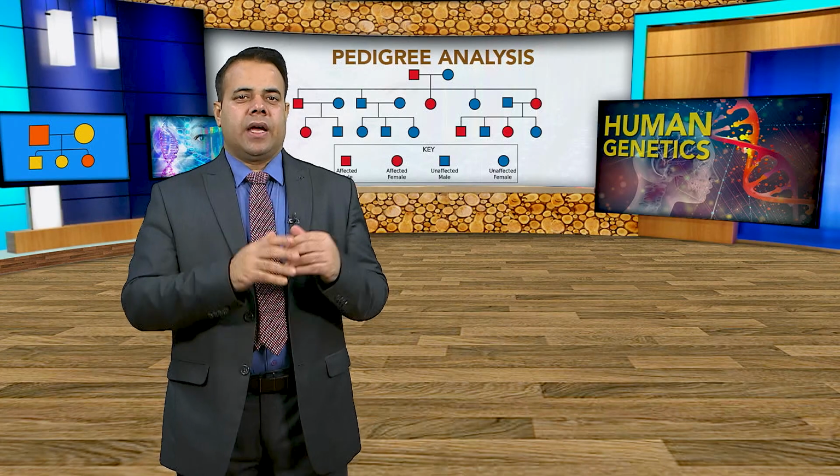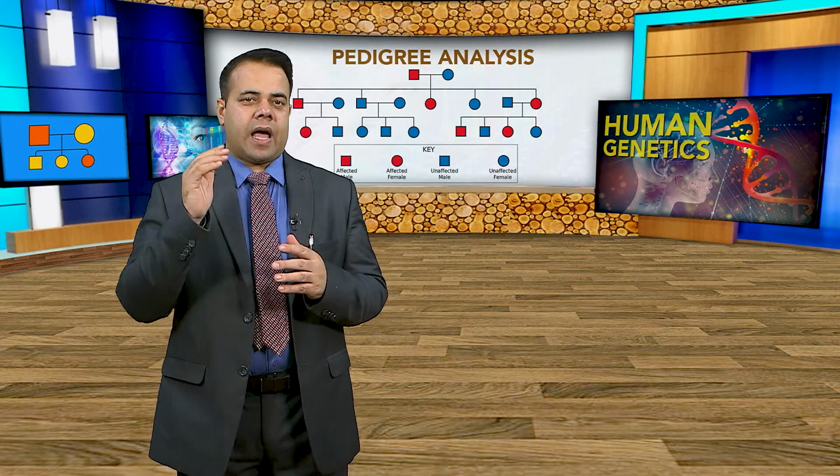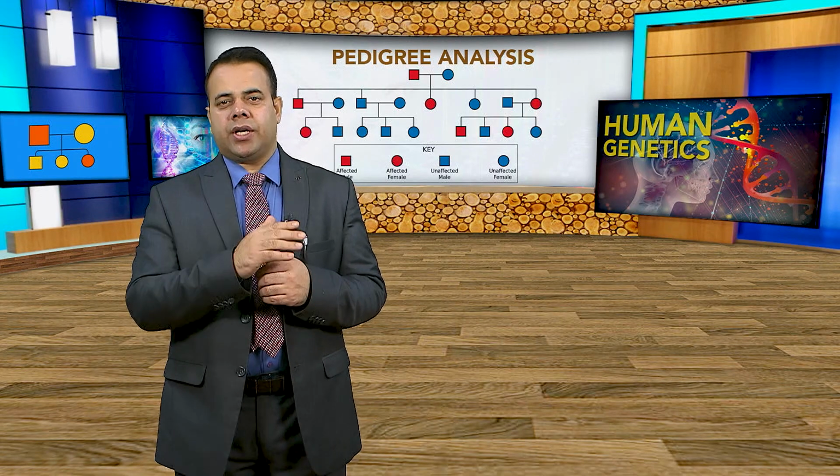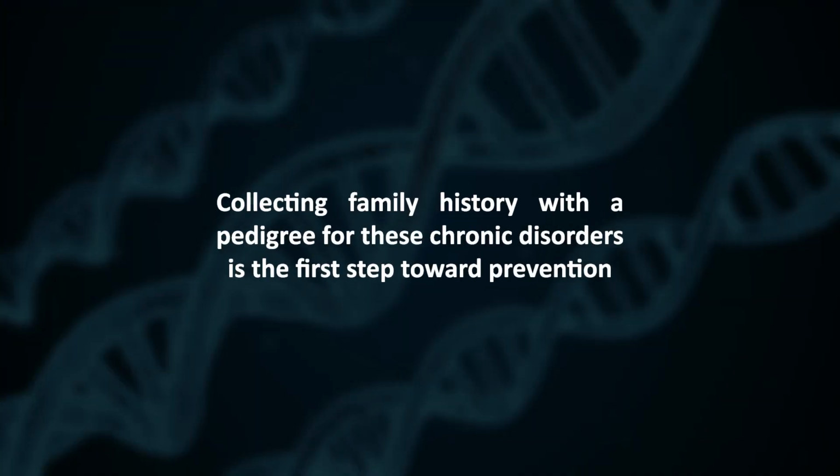These conditions have been found to run in families, and scientists now know that the appearance of these disorders is influenced by our genetics, environment, and behavior. Collecting family history with a pedigree for these chronic disorders is the first step towards prevention.